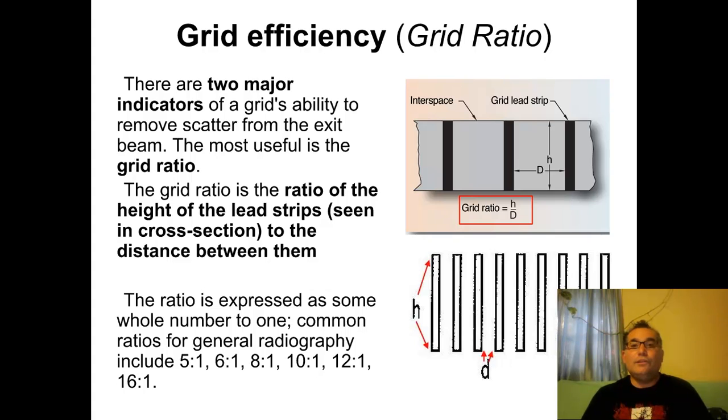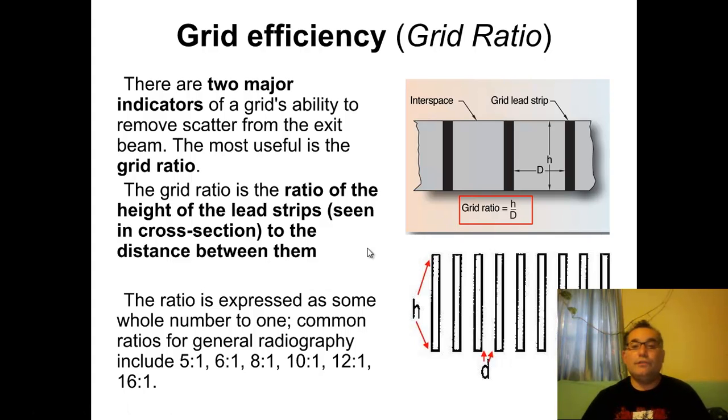So we've been using this term grid ratio before, right? There are two major indicators of a grid's ability to remove scatter from the exiting beam, the remnant beam. And the most useful one is what's known as the grid ratio, right? So our grid ratio is the height of the lead strips compared to the distance between them. So here's a lead strip. It's the height divided by the distance between them. So grid ratio is equal to H over D.